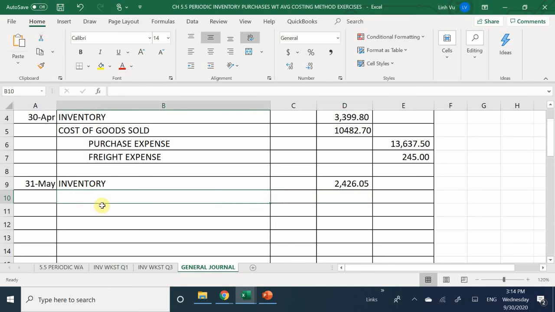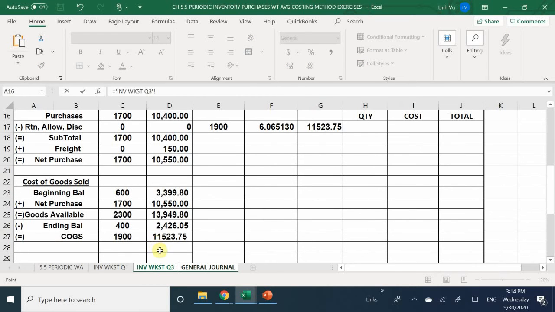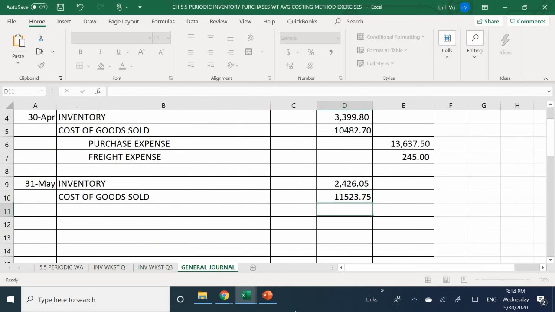And then what else are we going to recognize? Then we are doing the cost of goods sold. Cost of goods sold, good, because we got to recognize that we did not transfer all however many items I had, because I sold them. The cost of goods sold is going to be $11,523.75.